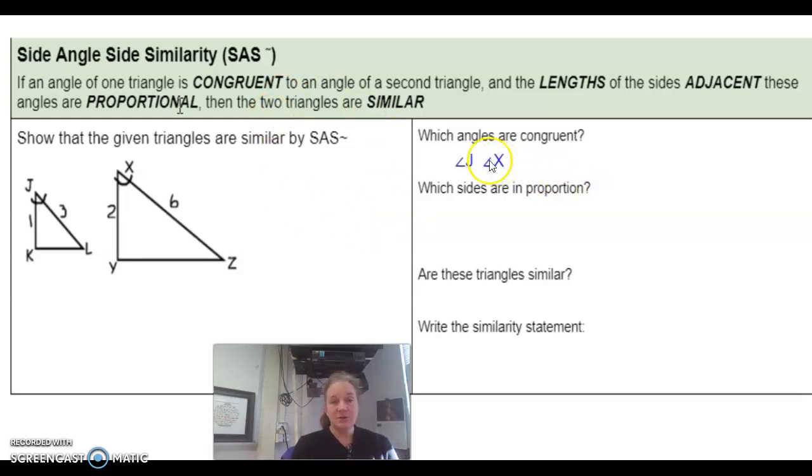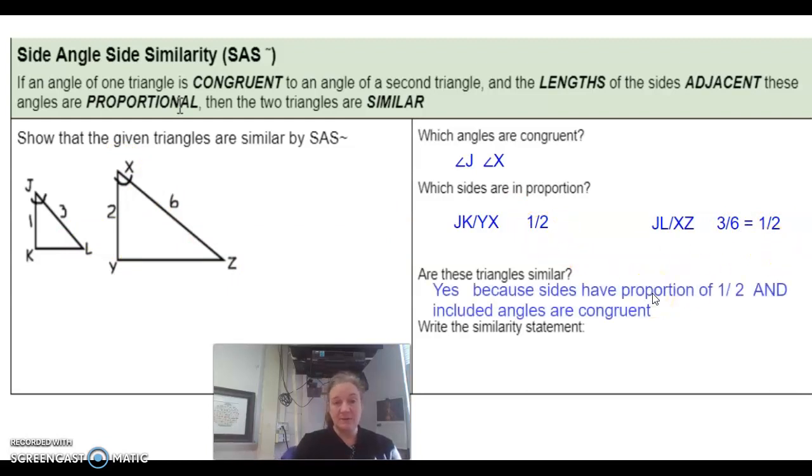Which angles are congruent? Well, angle J, right here, and angle X. So those are congruent. Then I'm going to look at my sides. Which sides are proportional? Well, my smallest side, JK, is proportional to XY. That's 1/2. Let's see, JL is 3, XZ is 6. 3/6 reduces to 1/2. So they're proportional. They have the same scale factor of 1/2. So yes, they have a proportion of 1/2. The scale factor is 1:2.